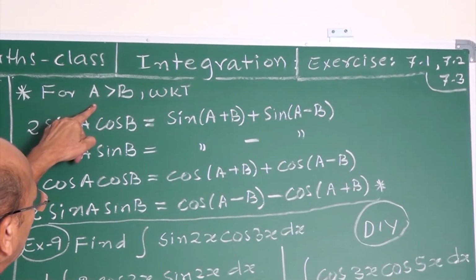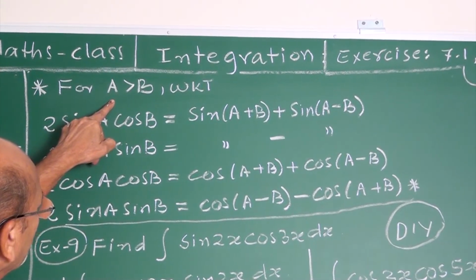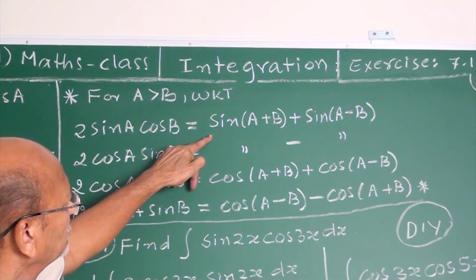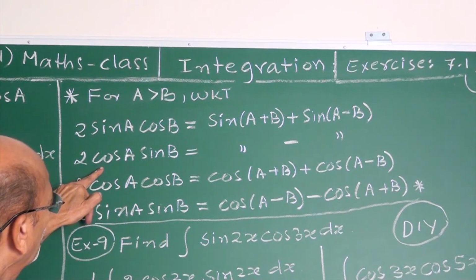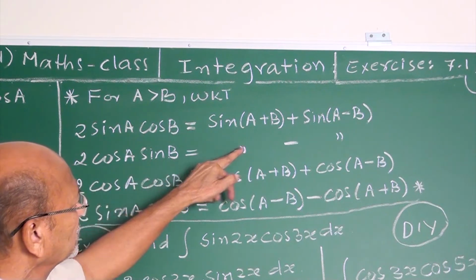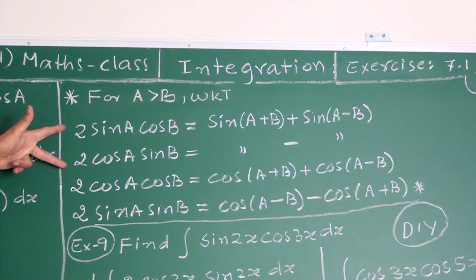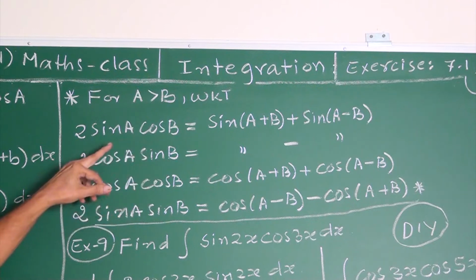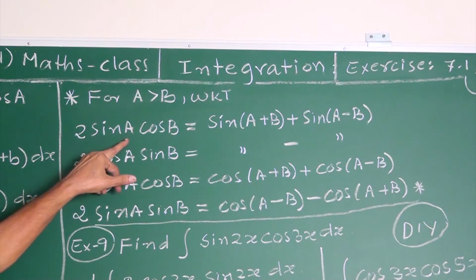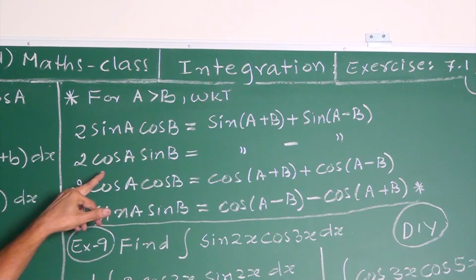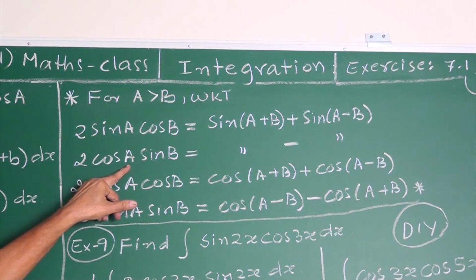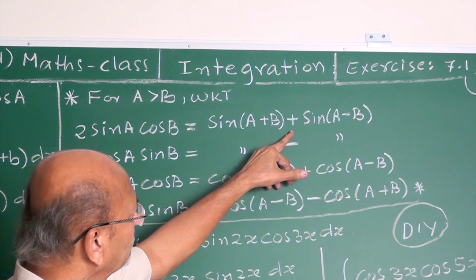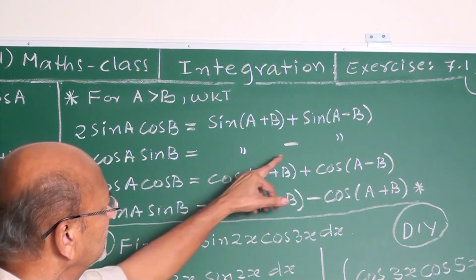Next formula. If a is greater than b, a we have taken as greater than the second angle. Then we know that 2 sine a cos b is sine(a plus b) plus sine(a minus b), and 2 cos a sine b is sine(a plus b) minus sine(a minus b). See, in these two cases, my friends, it is a mixture of sine and cos. What is the difference? Sine is in the first place: sine of the bigger angle into cos of the smaller angle. Here, it is 2 times cos of the bigger into sine of the smaller. If sine is in the first place, this sign is plus. If cos is in the first place, this sign is minus.